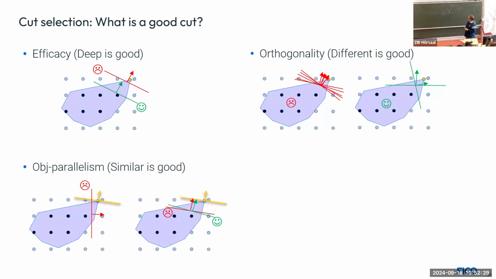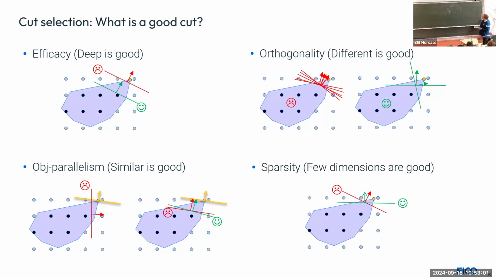My attempt to argue about the objective parallelism. Being completely orthogonal to the objective is not that great. You do cut off quite a significant amount here, but the objective change that you observe will be minimal. This will be the new optimal solution here. So like the green one, for example, you will observe a really large step in the objective, but the red one is, again, bad because it's exactly parallel.